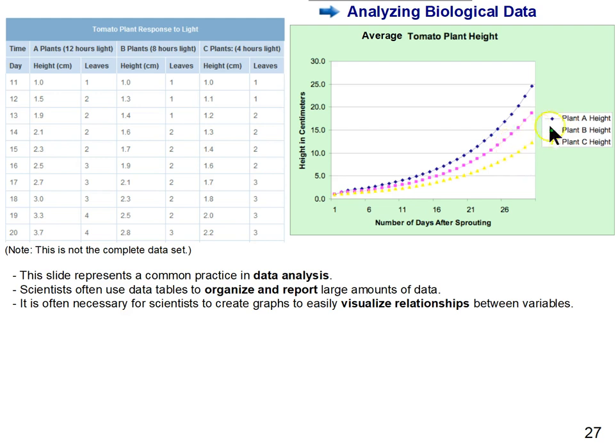So in this experiment we have group A, group B, group C, and these are, even though they're labeled plant A, plant B, plant C, they represent multiple plants. If you look at the table over here, plants is plural. So there are multiple experimental subjects in each group, as there should be, making this a more valid experiment.